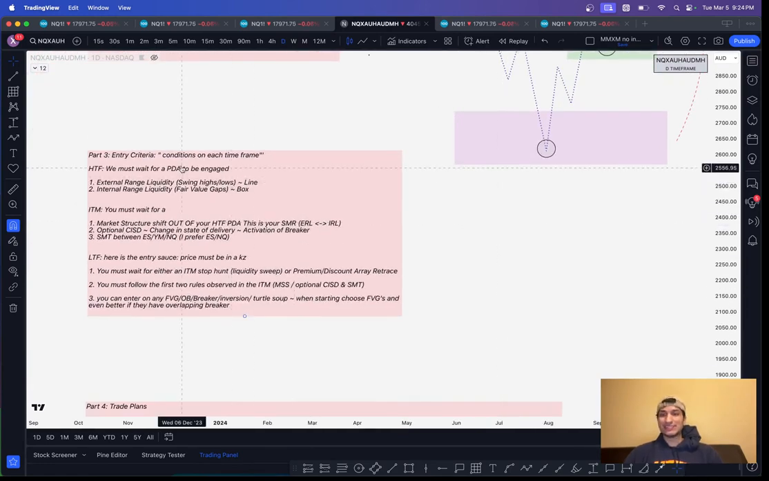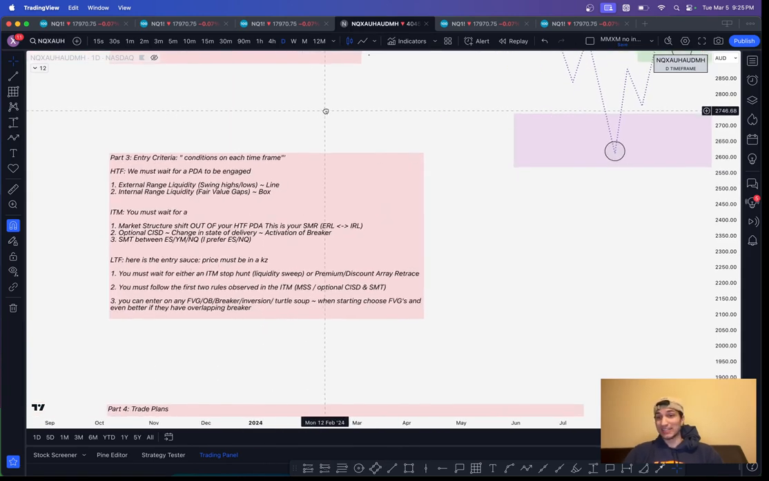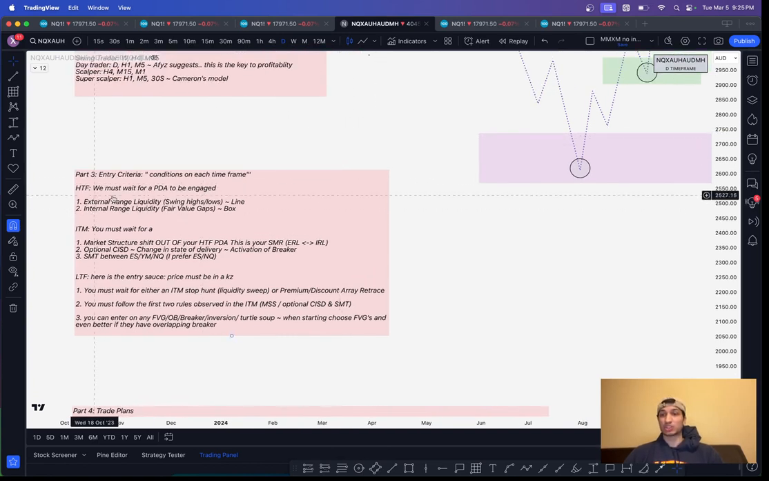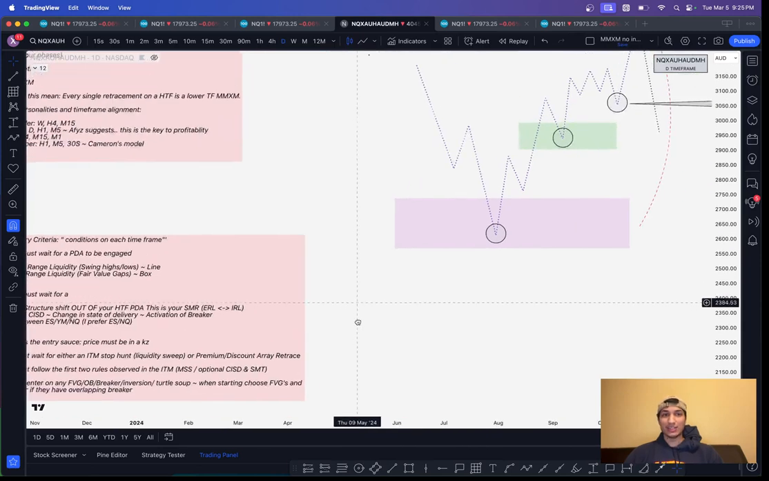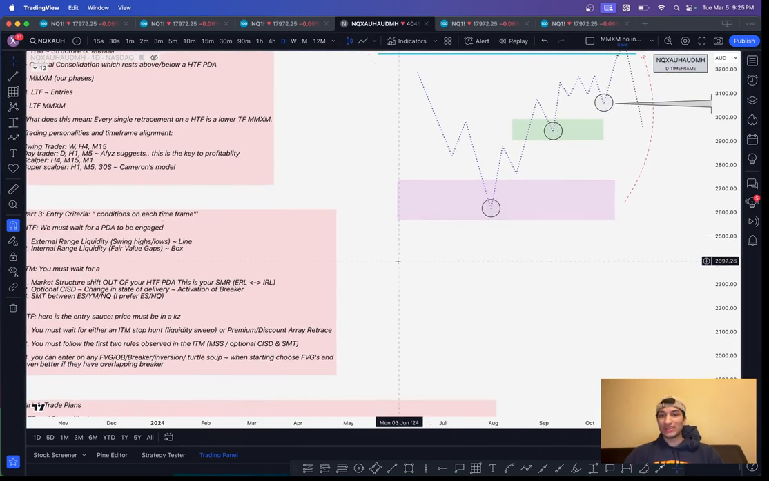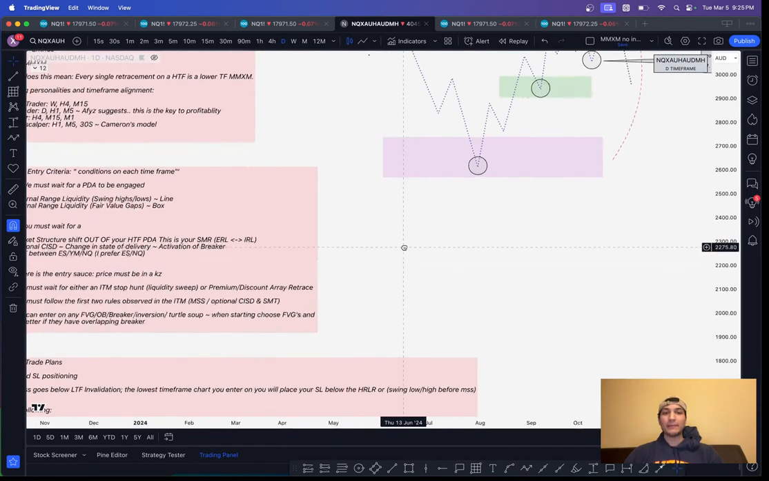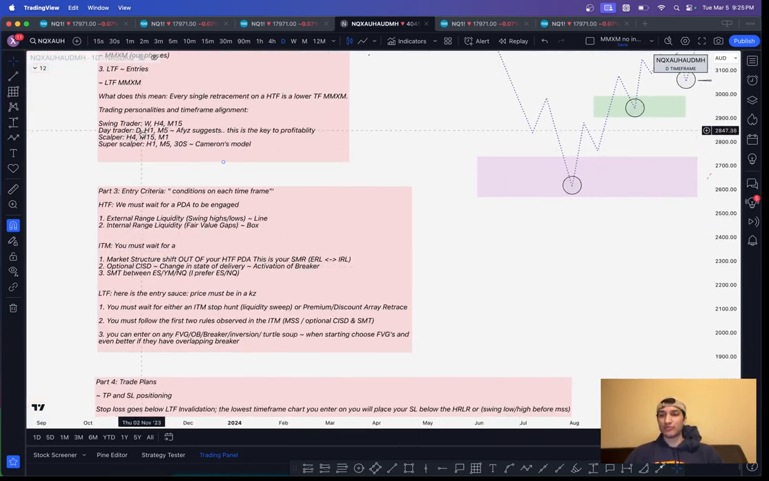So entry criteria. This is what I like to call the conditions on each time frame. How do we get involved in trading market maker models? So in the higher time frame, I've already said it like 5 times, right? We need a higher time frame PD array to be engaged. This needs to be an external range, a swing high or a swing low, and or an internal range, a fair value gap, a line or a box, right? Once we've engaged that area, we can now shift down to our intermediate time frame, meaning unless your higher time frame box or line, IRL or ERL, has been engaged, don't move time frames.